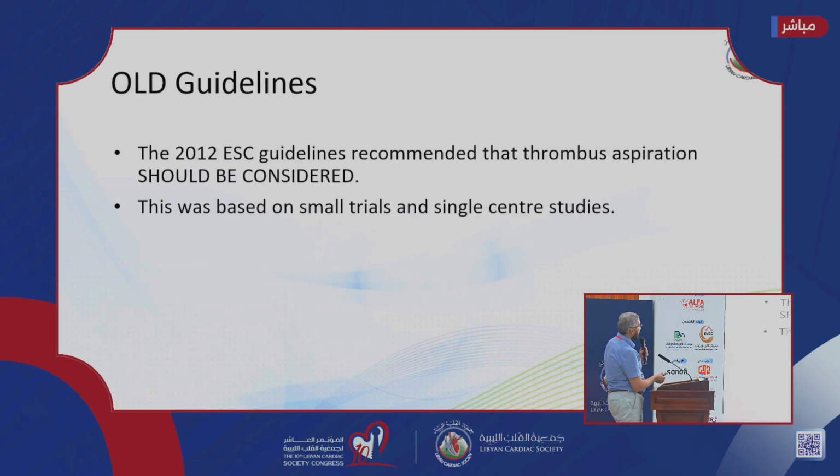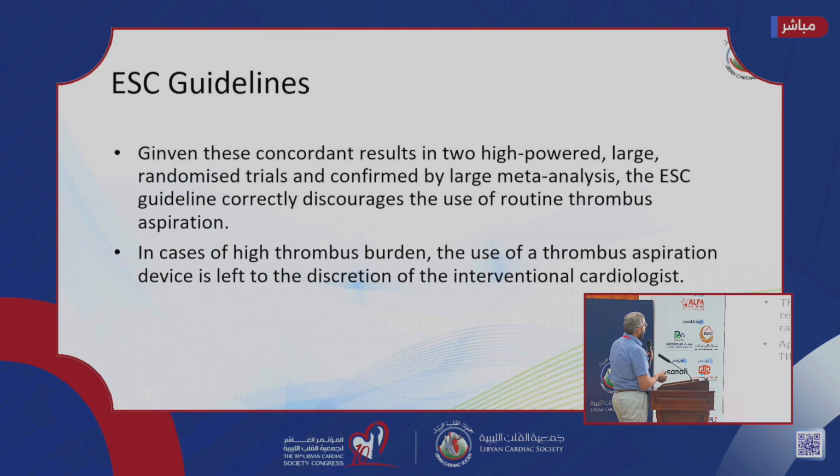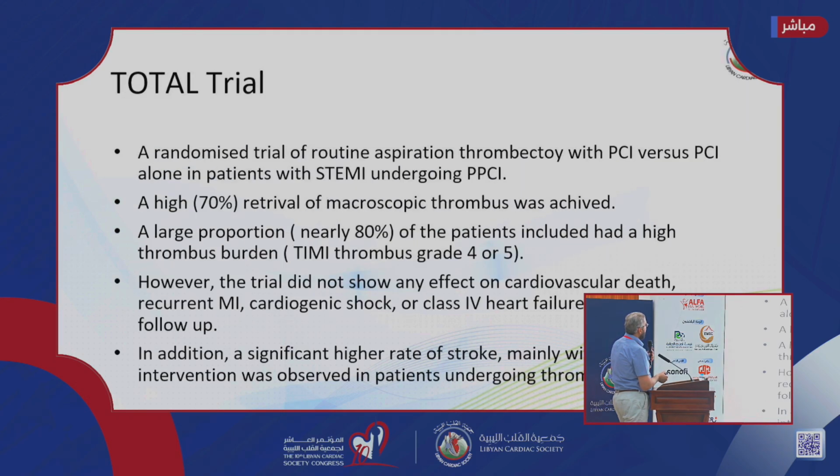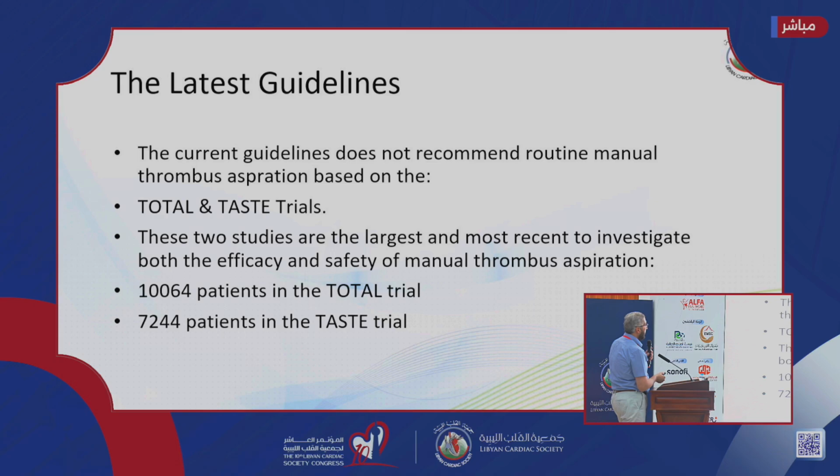The old guidelines from 2012 recommended that manual thrombus aspiration should be considered. It used to be a class 2A, and this was based on small trials and single-centered studies. The new guidelines from 2017 do not recommend routine manual aspiration. It's class 3. This was based on 2 trials, the TOTAL and TASTE trials.